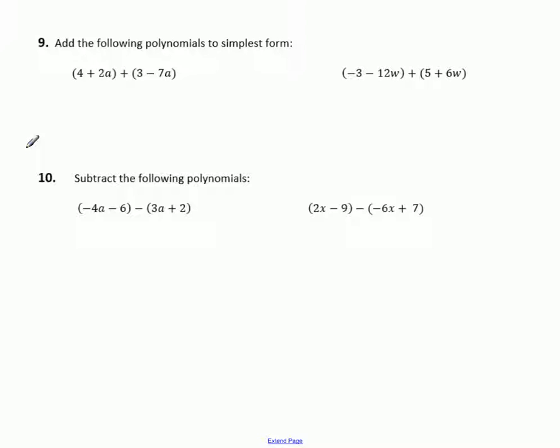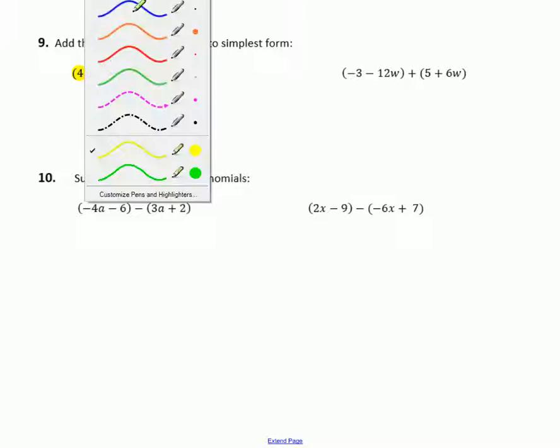Alright, now we're getting a little more challenging. Adding polynomials. This is really the same thing we've been doing, combining like terms. Now we're adding. Again, we talked about these parentheses really don't need to be there because I'm just adding. But I want to add this whole thing with this whole thing, and all I can do is add the like terms. Even though they're in parentheses, I can only add this 4 with this 3. I cannot add 4 and 2a because they are not like terms.